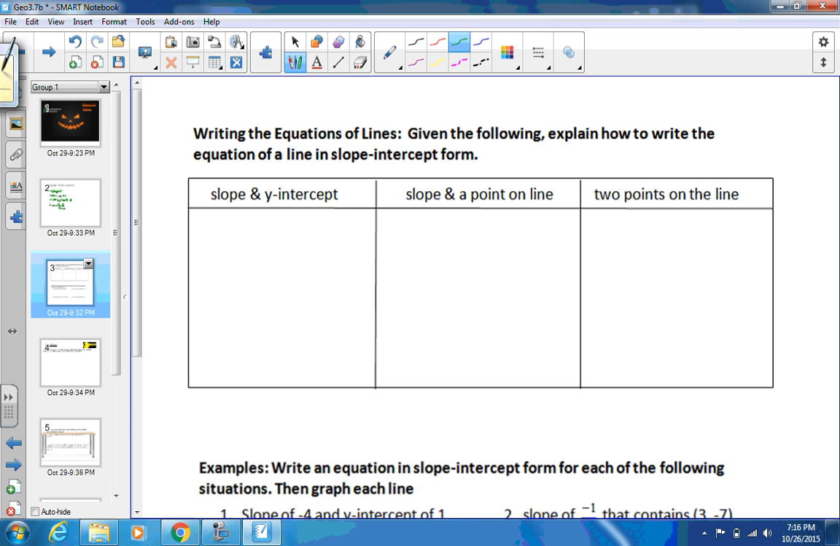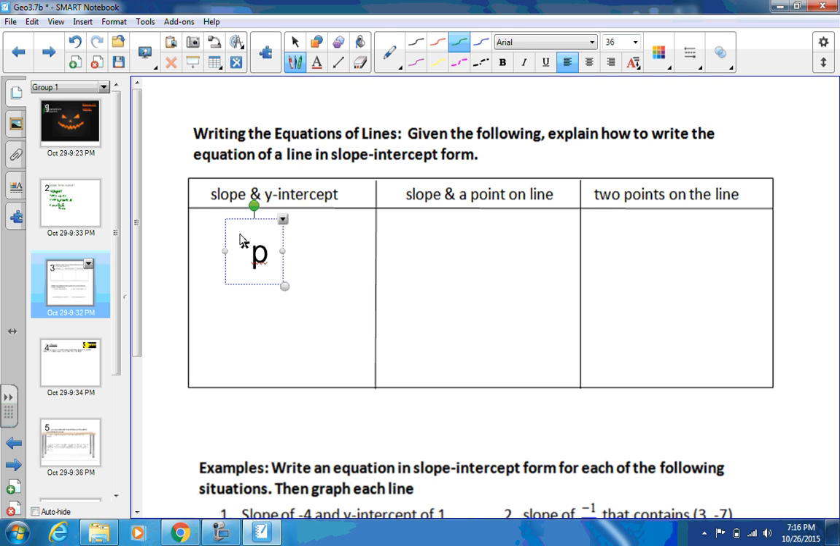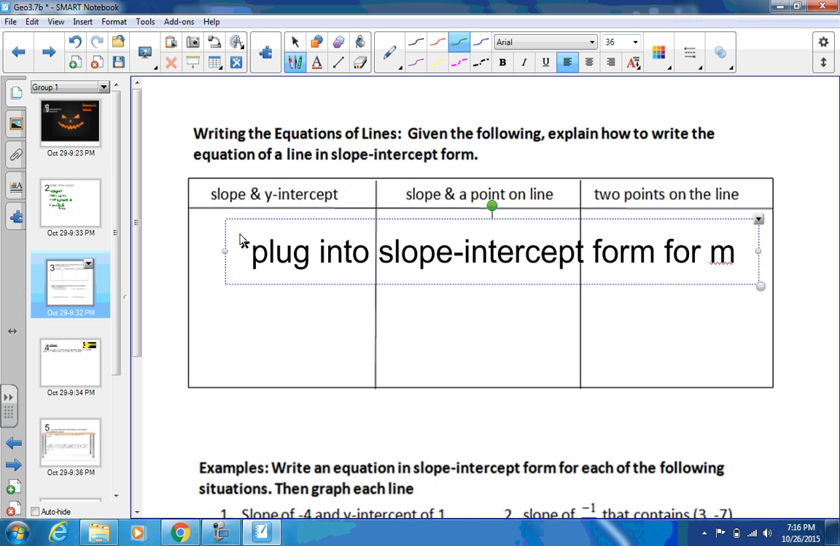So first of all, something that's in your notes is writing equations of lines. So given the following information, explain how to write the equation of a line in slope-intercept form. There's a couple different things you've got to know here, and I'm going to type these out. But if you're given the slope and the y-intercept, this is the best of all worlds, because you can just plug into slope-intercept form, for m and b, y equals mx plus b, that would be the slope and the y-intercept. You can just plug them right into that equation, and you're good to go there.